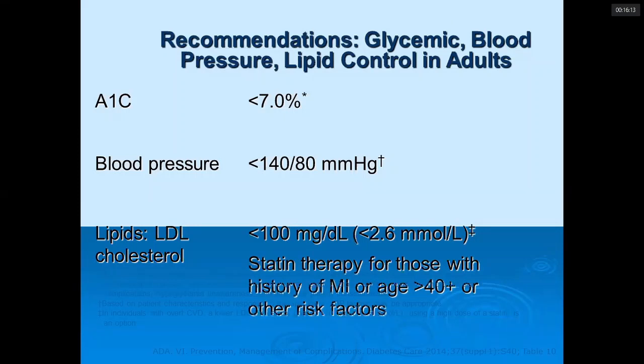These are the recommendations for glycemic, blood pressure, and lipid control in adults. This is the ADA recommendation: hemoglobin A1C to be less than 7, blood pressure less than 140/80, and low density lipoprotein less than 100, and if we have other risk factors, less than 70.